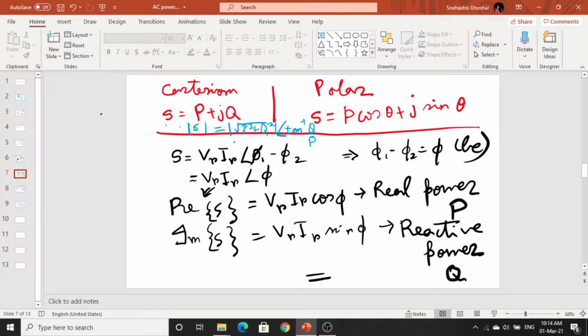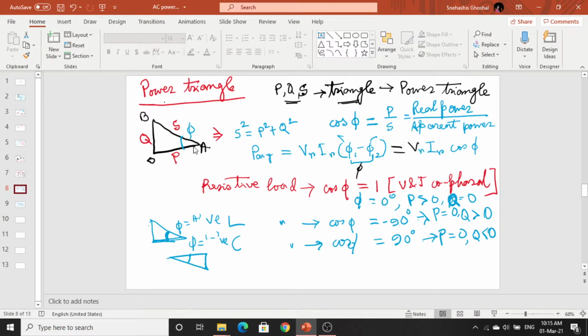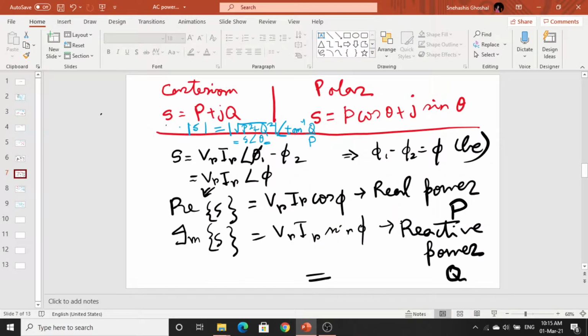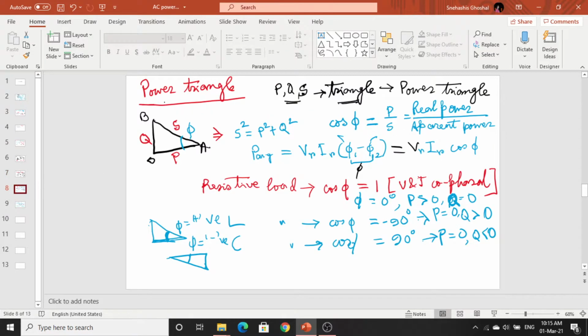which is represented as angle phi, and this is the power factor angle. So let's make it phi, not theta. The angle is tan inverse Q by P, and this tan inverse Q by P is represented as angle phi.